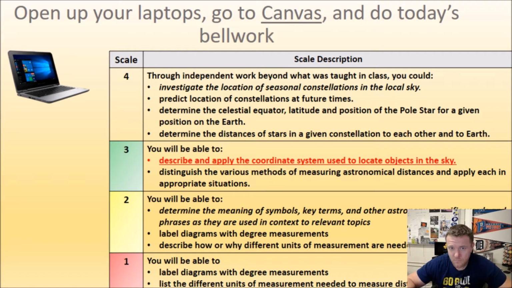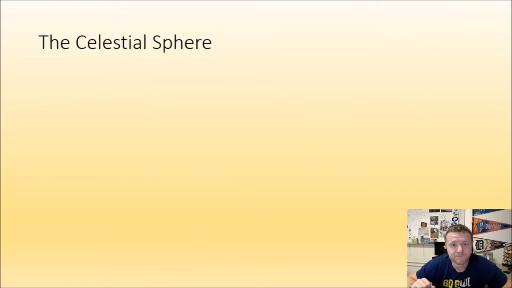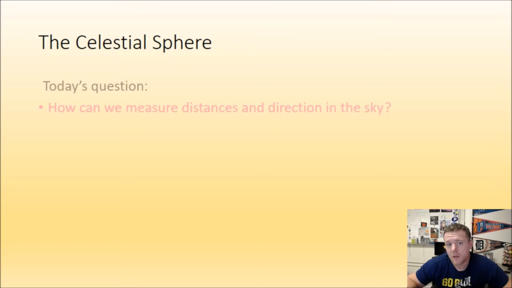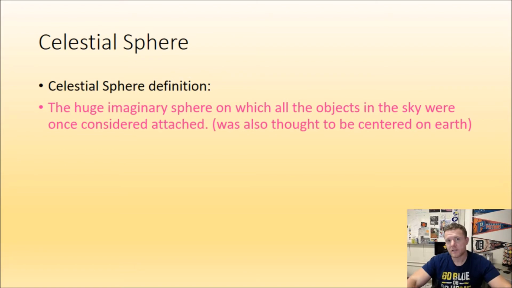We are going to focus on one of the two main ways to find objects in the sky today. We're going to look at the next one tomorrow, and we're going to do a lab over the next few days looking at all of them. Our main goal is to answer this question over the next few days. So write it down in your science journal: What is the celestial sphere?